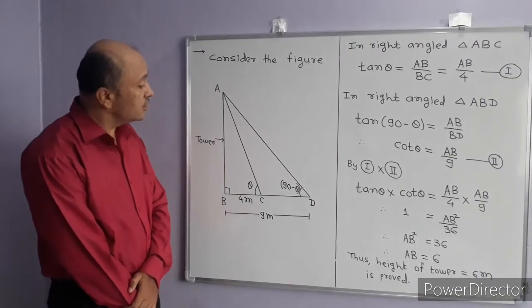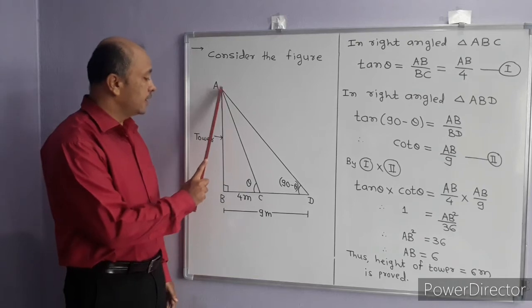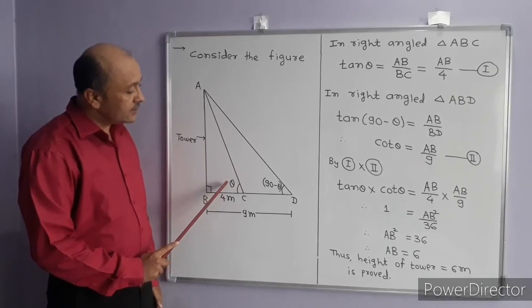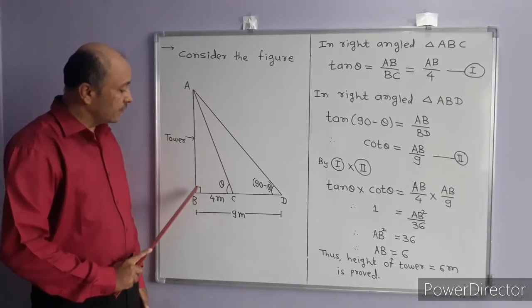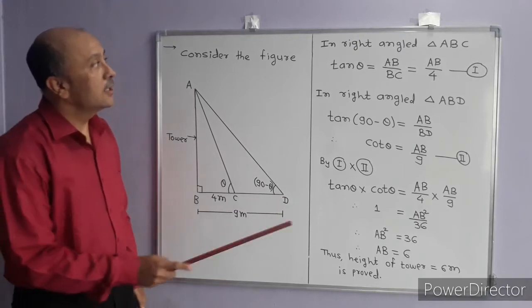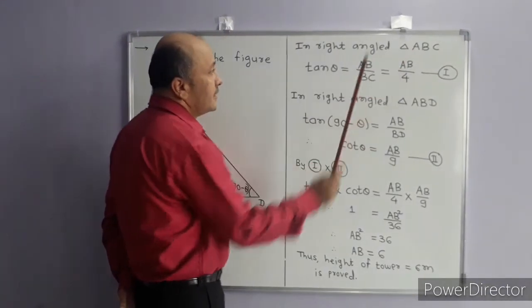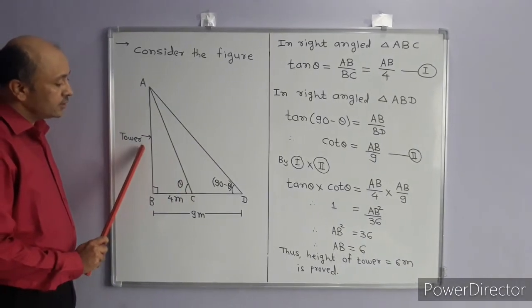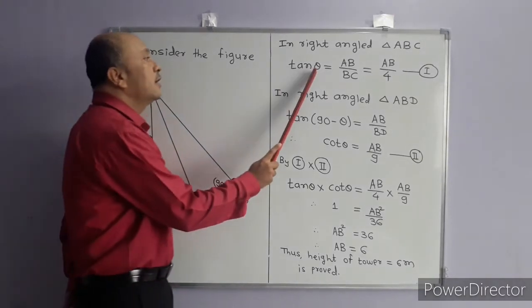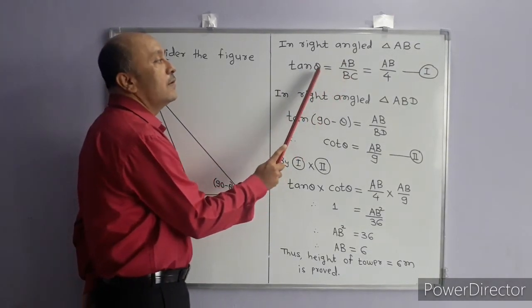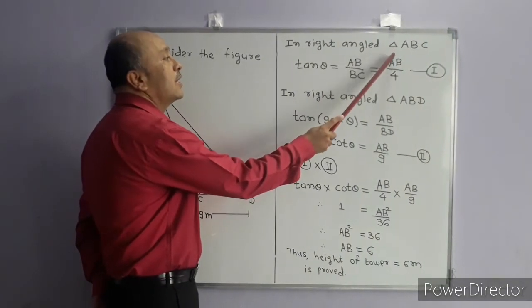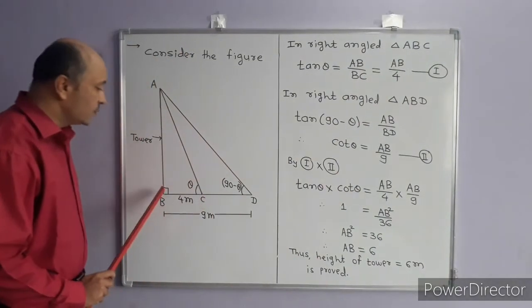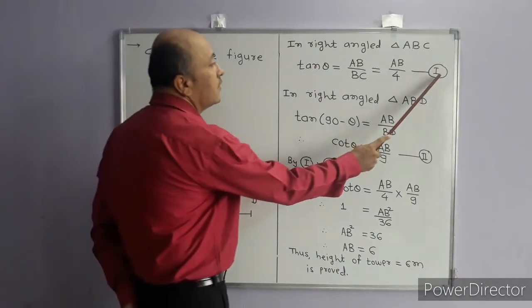So students, we will consider two right angle triangles here, triangle ABC and triangle ABD, because one angle of elevation is in this triangle and the other angle of elevation is in this triangle. So let us start with right angle triangle ABC, this triangle. So tan theta is equal to opposite side upon adjacent side. So tan theta is equal to AB upon BC. We don't know the value of theta, but AB we keep as it is, because we are going to prove this. Then BC is equal to 4, BC is 4 given here. So this is equation number 1.